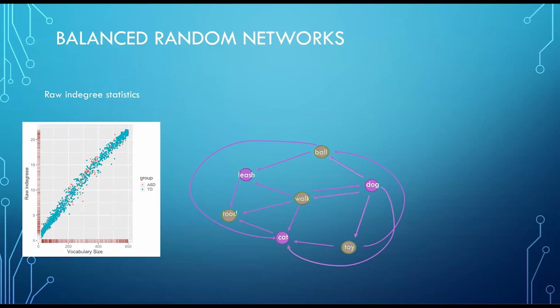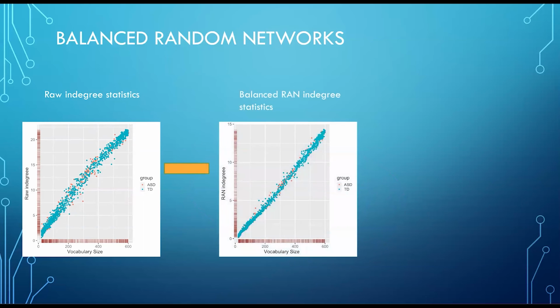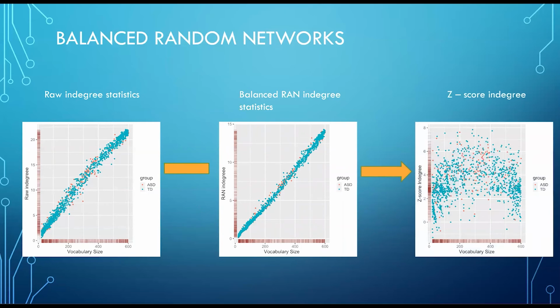By repeating this process hundreds of times for each child in our sample, we can create a baseline that can then be subtracted out of the raw data. These are the random network statistics, and as you can see, there's an almost linear relationship with vocabulary size, which represents our null distribution that any effects are due to vocabulary size. However, after we normalize this out, we see that there is still an effect, indicating that there are other dynamics, such as sampling strategies, that are contributing to our results. And this is how we obtain z-scores for the rest of our analyses.